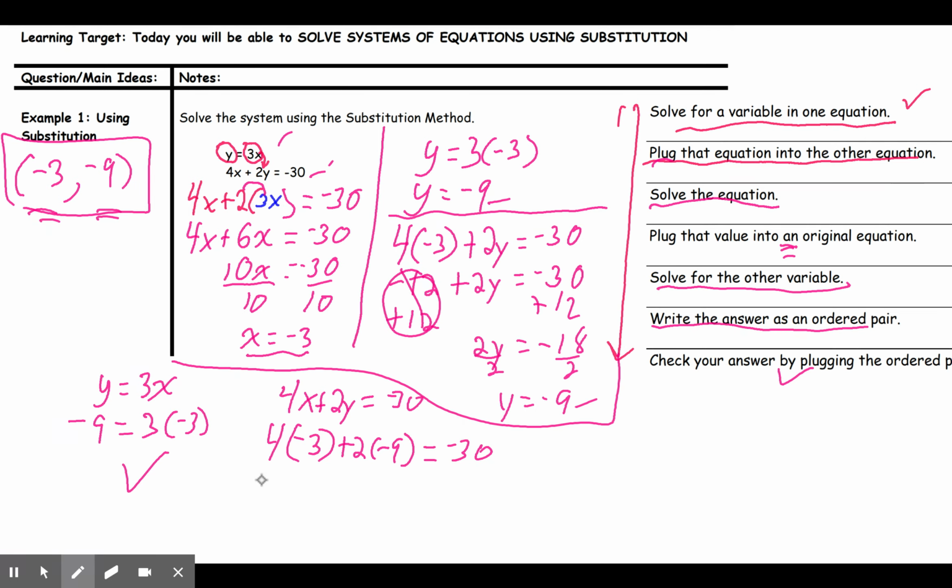Well, doing your math, you end up with negative 12 plus negative 18. Does that equal negative 30? Actually, it does. So this is one of those cool algebra problems where you can actually check your work when you're done to know if you're accurate or not.